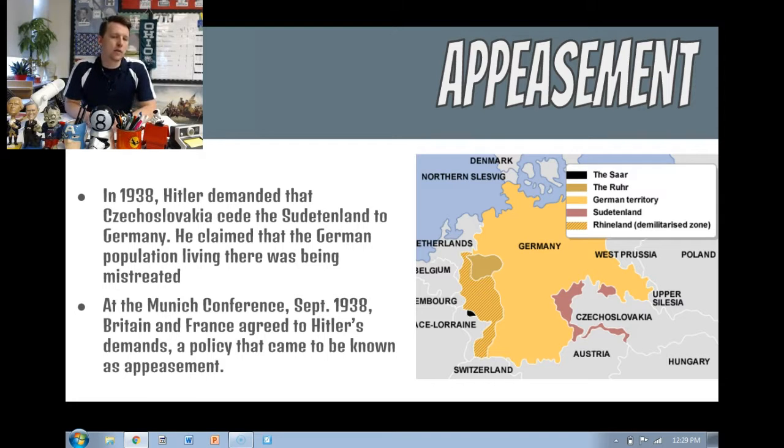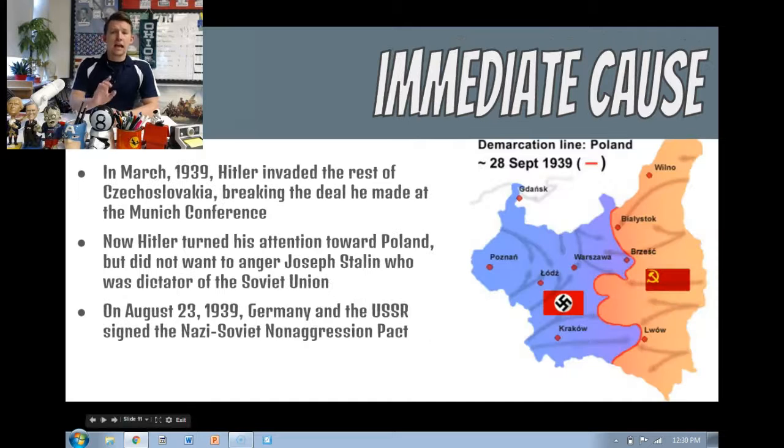Now, at the Munich conference in September of 1938, Britain and France agreed to Hitler's demands. Again, they appease him, a policy that came to be known as appeasement. They give him this land and say, all right, well, you've got the Rhineland, you've got the Sudetenland, you should be happy. That's pretty darn good. It's not, though. In March of 1939, Hitler invades the rest of Czechoslovakia, which breaks the deal he made at the Munich conference.